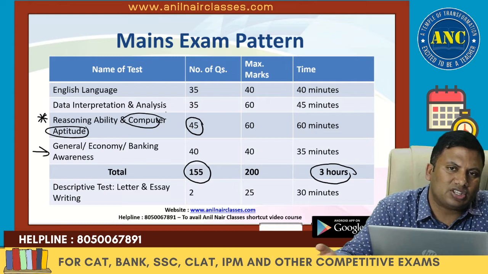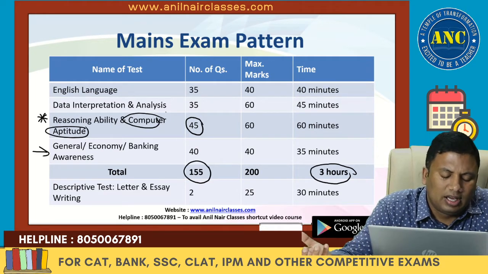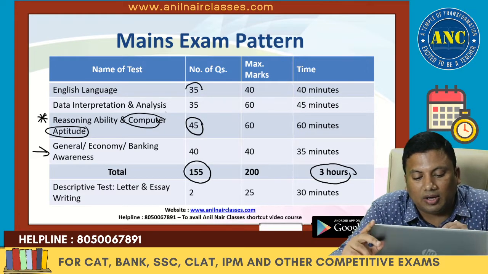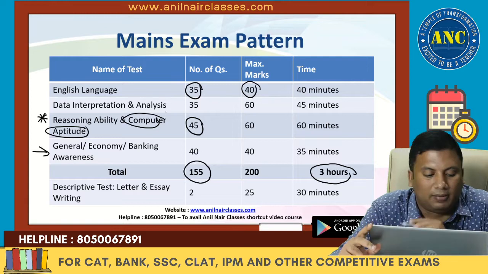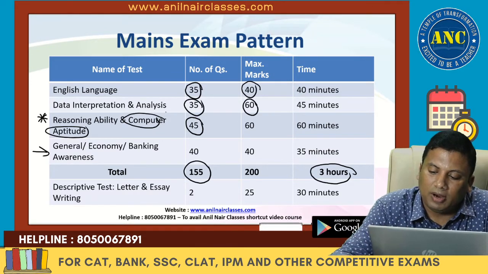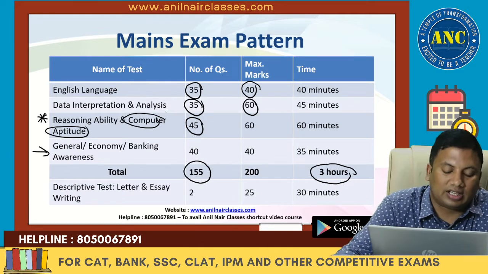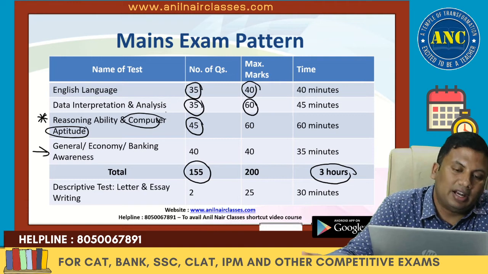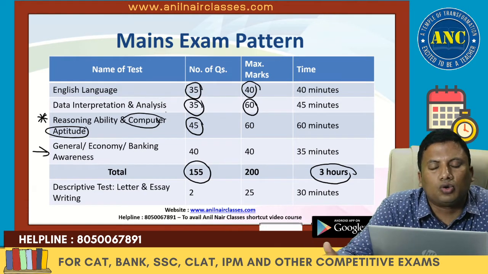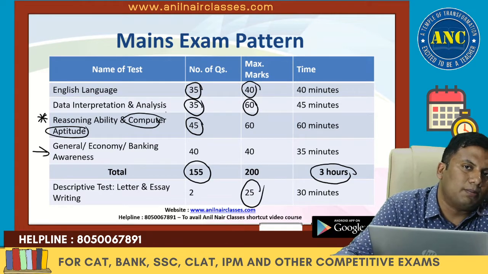Data interpretation and data analysis. Data analysis is more or less equivalent to numerical ability kind of questions. English language, 35 questions, 40 marks. Data interpretation, 35 questions, 60 marks. Time limit, if it is 180 minutes, probably this is the time that you should allocate. And they will also conduct a letter writing and an essay writing where 2 questions will be asked, and they will give you 25 maximum marks for it.